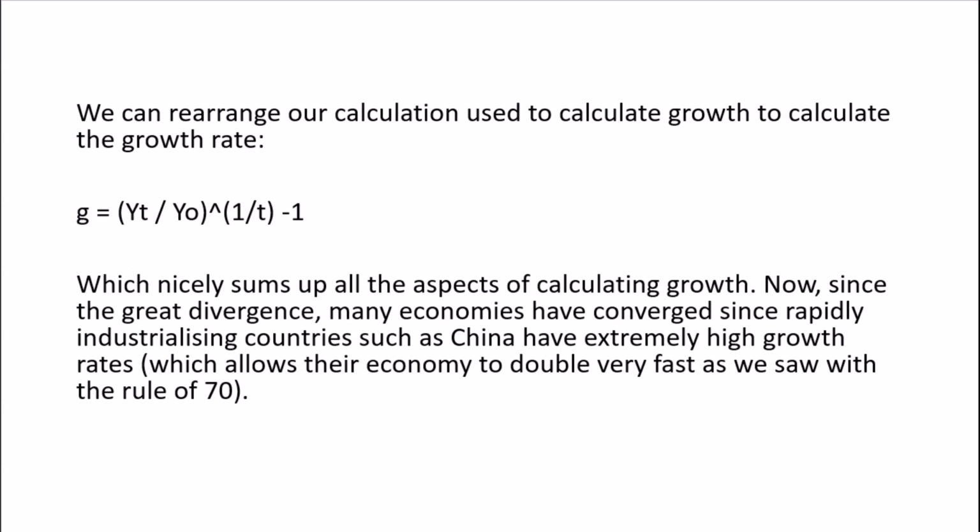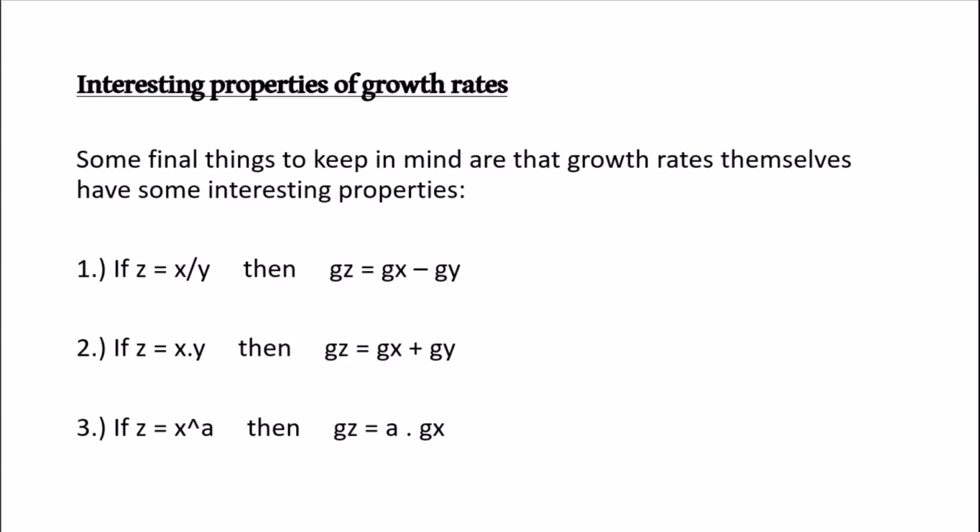Now, since the Great Divergence, many economies have converged, since rapidly industrializing countries such as China have extremely high growth rates, which allows their economy to double very quickly, as we saw with the Rule of 70 earlier.